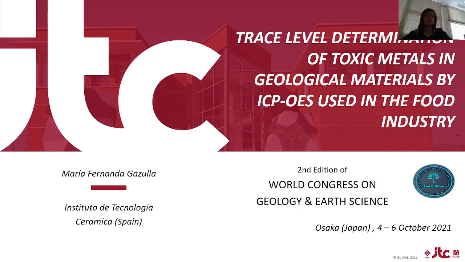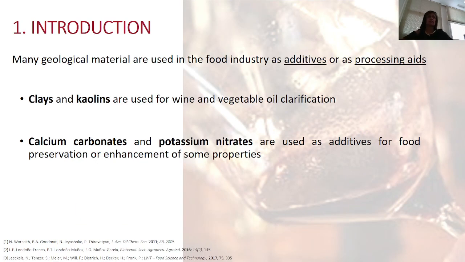My talk is on the determination of toxic metals in geological materials used in the food industry by ICP-OES. Some geological materials, such as kaolins, clays, nitrates, carbonates, are used in the food industry, either as additives or technological contributors, where determined heavy elements present at trace level must be thoroughly controlled with regard to food security.